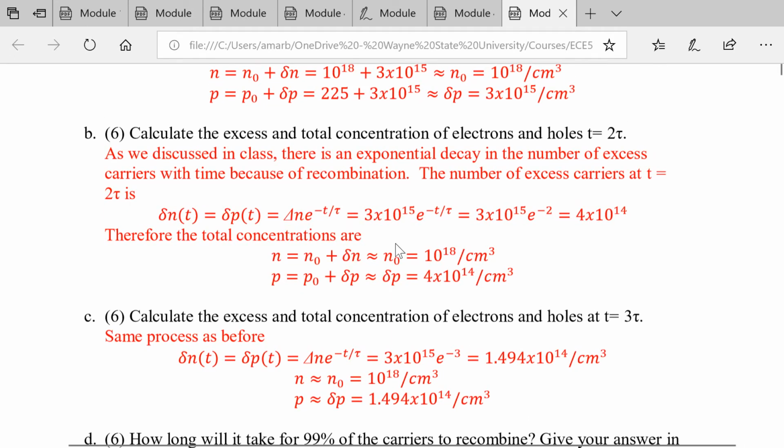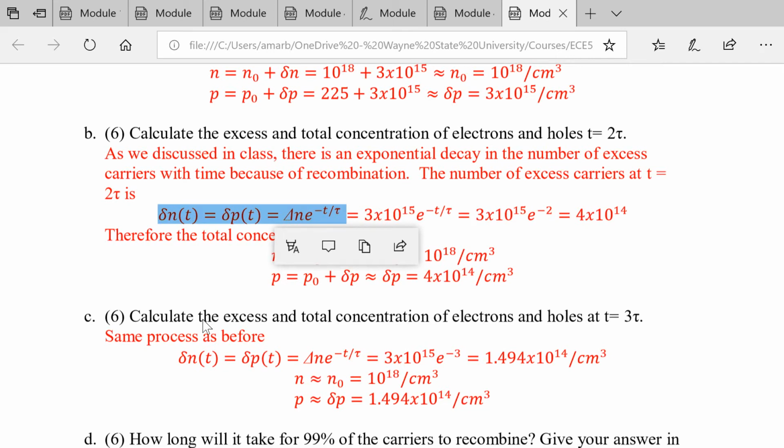Calculate the excess and total concentration of electrons and holes at t equals 2 tau. So this is where you need to use this carrier lifetime equation. This one here. All right, conceptually what's happening, like you turned off the light at a certain time. You think in your head about the 4 carrier processes that are happening. When you turned off the light, you're no longer generating carriers from the light, right? Is there diffusion and drift happening here? Yes. No, there's no concentration.